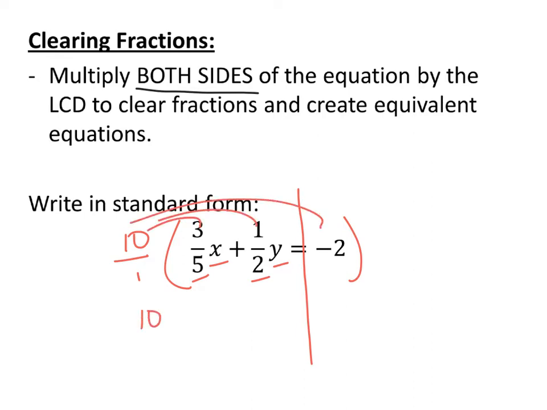So 10 times my 3/5 x, plus 10 times my 1/2 y, equals 10 times my -2. Everything in black is from the original equation, and then the red is distributing that 10 in.